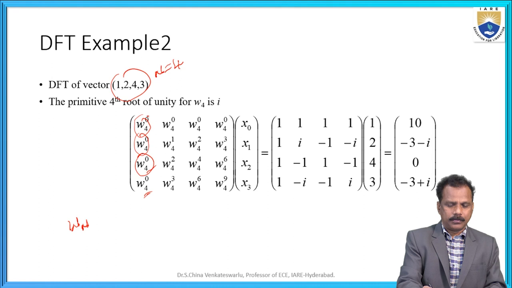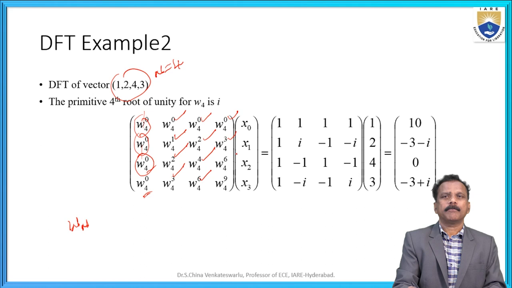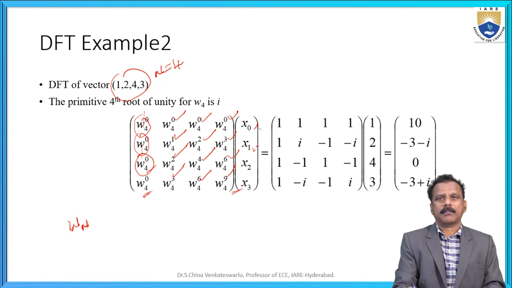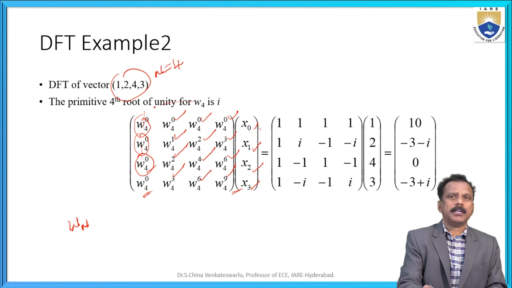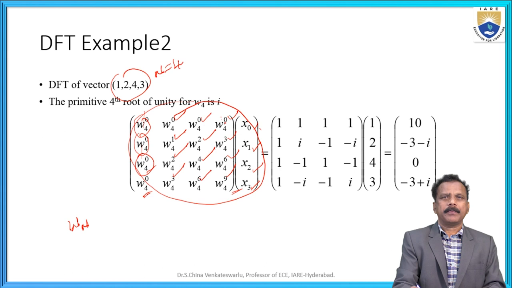Next one is 0, 1, 2, 3. Next, 0, 2, 4, 6. Here, 0, 3, 6, and 9. Multiply this by x of 0, x of 1, x of 2, and x of 3. After multiplying, this is the primitive fourth root of unity for the weighting function, the twiddle factor W4.